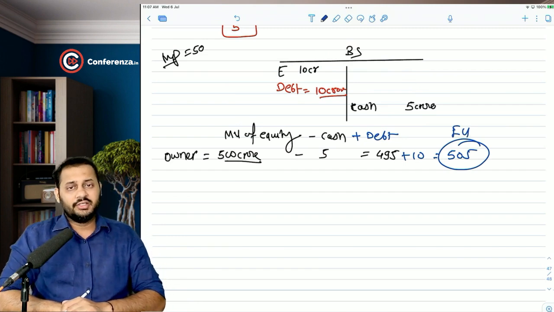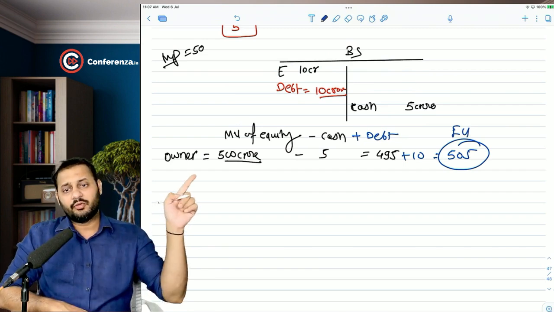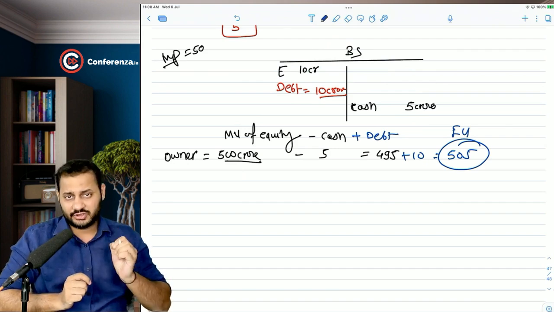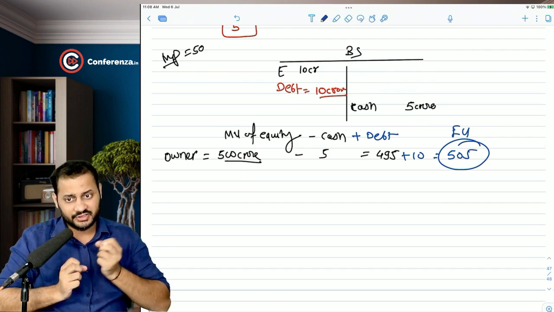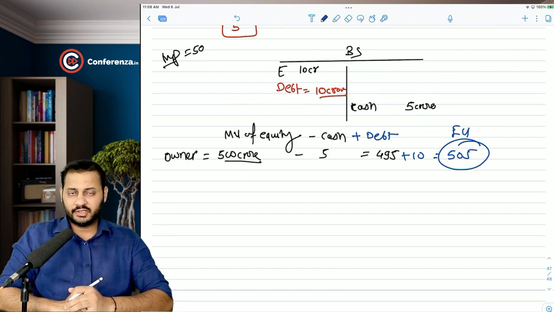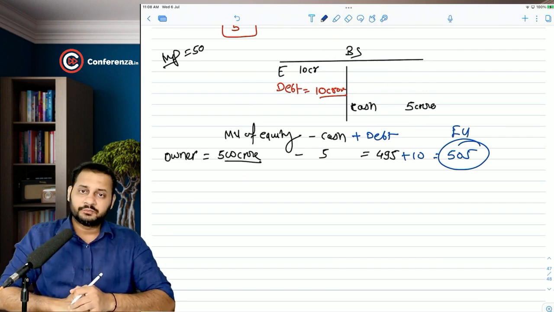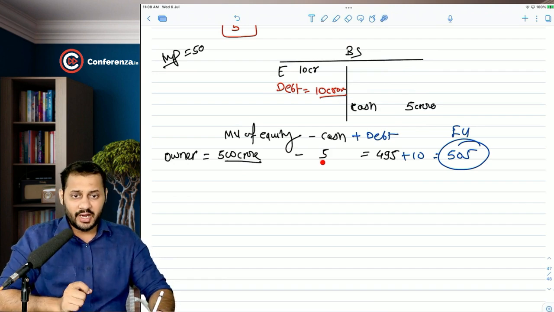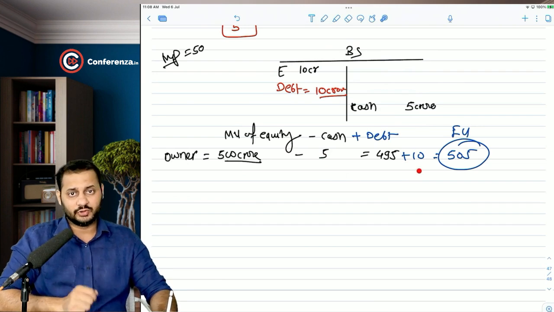So the entire issue starts from the point that market value of equity does not show us the real cost of acquisition of that company, the real cost of buying that company. Because 500 crore is not the only amount that we will be paying. We are getting 5 crore in cash back. We will be paying 10 crore in debt also. So that is all the outflow to us. The net cost to us is 505 crore.